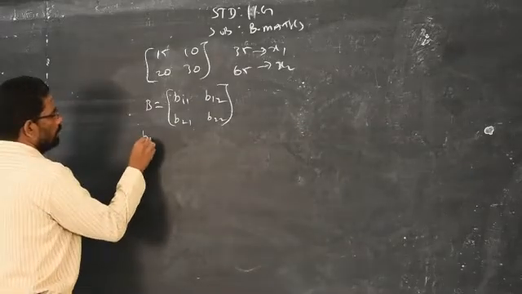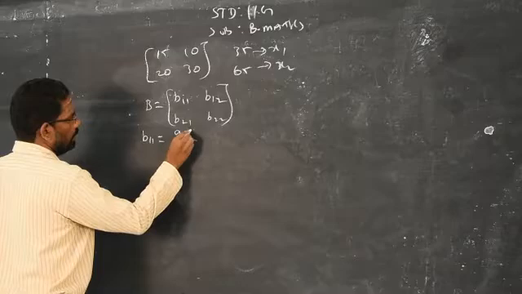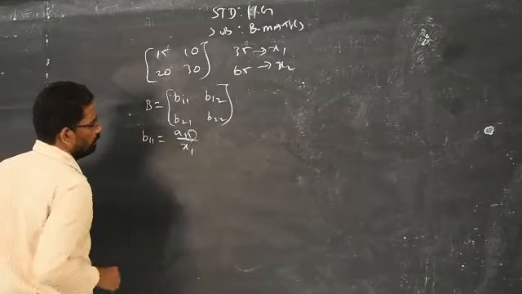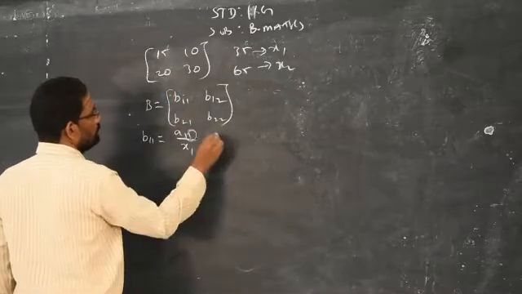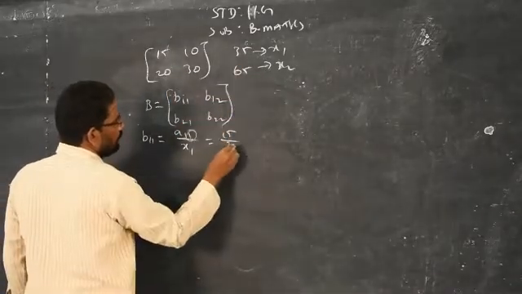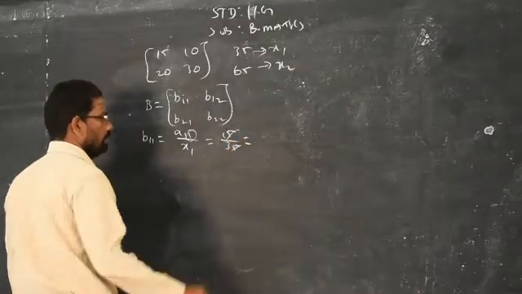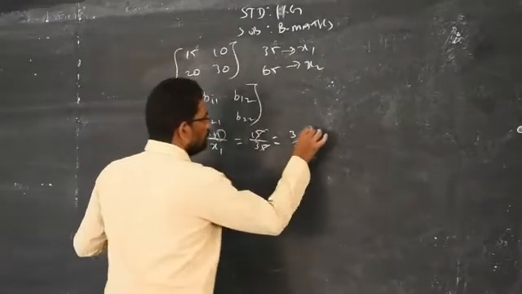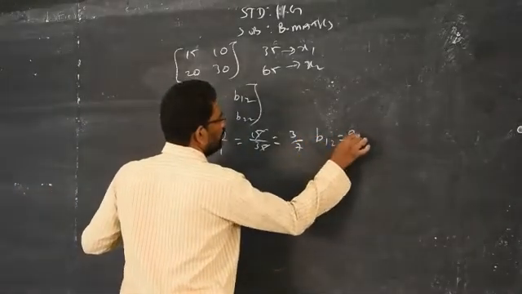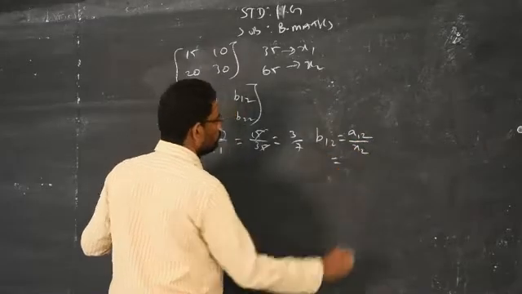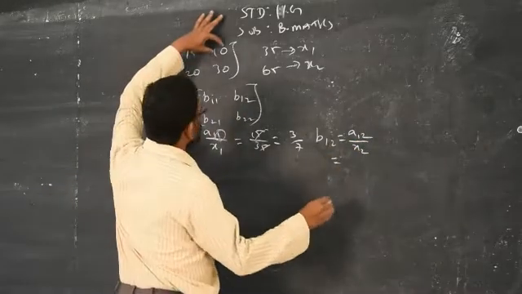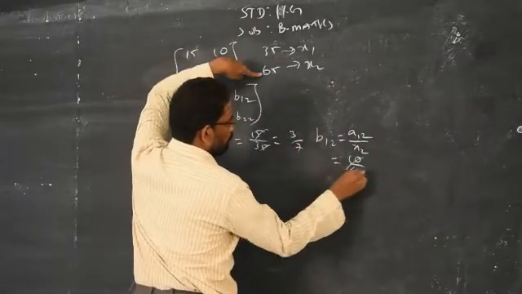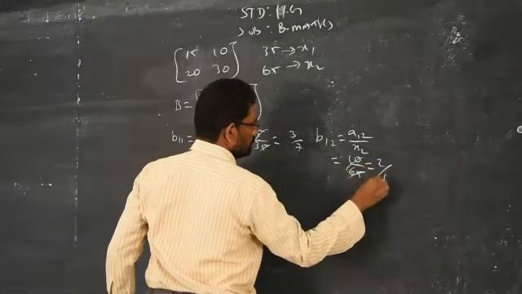So what is the formula to find B11? A11 by, what is the column of this element? 1, therefore by x1. So A11 is 15, x1 is 35, both will go in which table? 5 table, so 3 times, 7 times. Then B12 is A12 by x2. What is A12? This is A12, 10. What is your x2? 65. Both will go in the 5 table, 2 times, and this is 13.